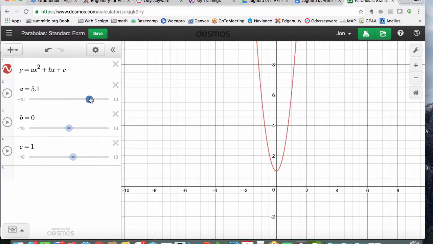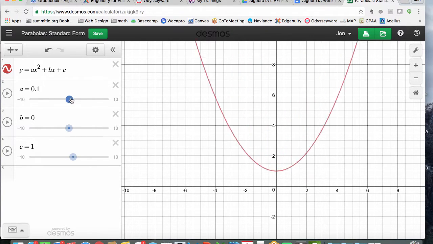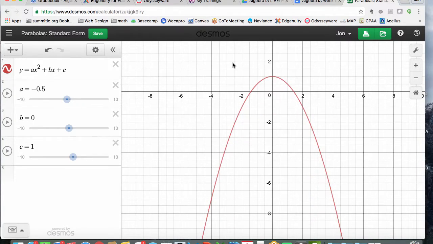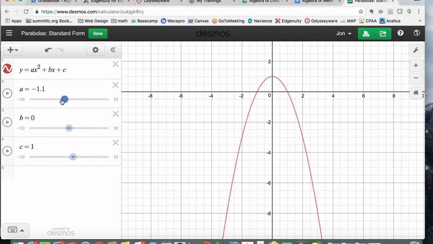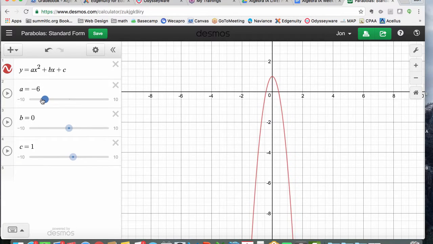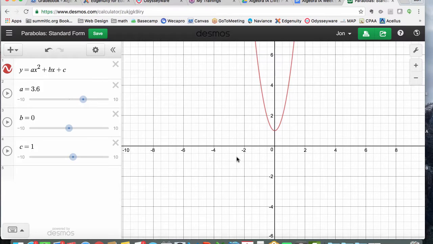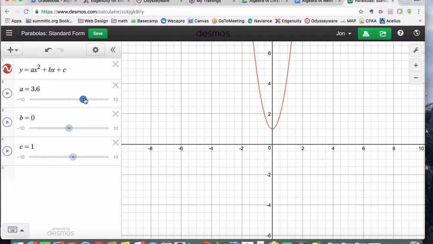It also makes it look skinnier, but that just means it's growing faster. However, watch what happens when a is negative. Oh, it decreases now. It's a decreasing parabola going negatively. So a makes my parabola open up or open down based on whether it's a positive or negative value. Let's keep it right at 1 for now.